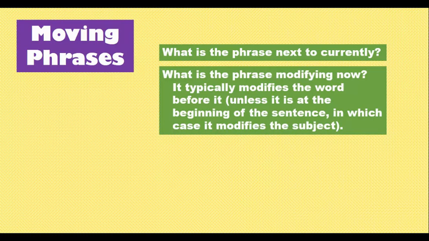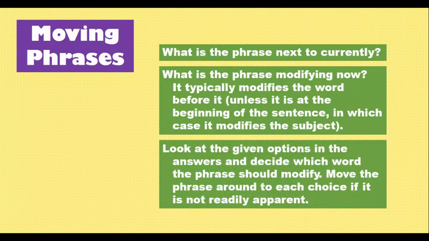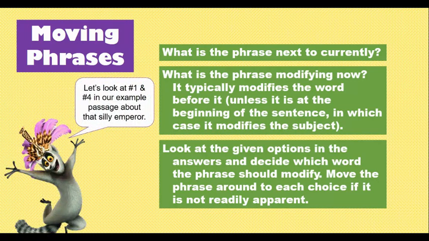It's typically the noun that's right before it, unless it's at the very beginning of the sentence, and then that phrase is actually describing the subject. So really, what word is it around is what we have to think about. And lastly, look at the given options in the answers and decide which word the phrase should modify then. Like what word should it be around? And therefore move the phrase around a little bit with each of the choices if you can't see it immediately. So let's take a look at number 1 and number 4 in our passage about the silly emperor to see if we can figure out how this actually works.